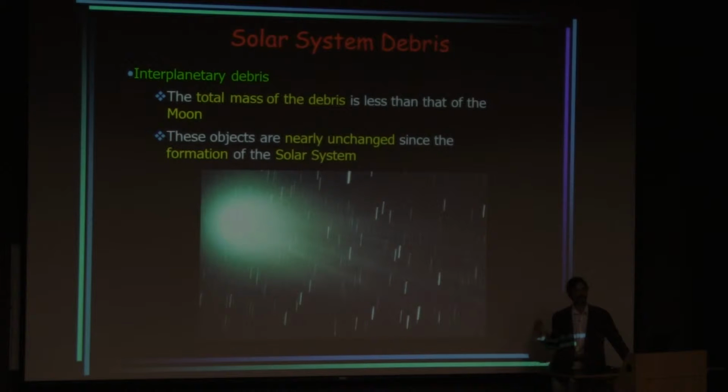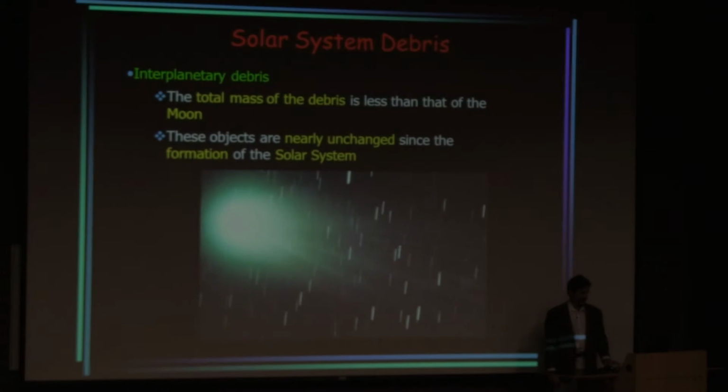So the formation of the solar system, the formation of planets and moons, was an incredibly efficient process. There's probably less than something like maybe a billionth of the original material left in the form of this debris. By far most of it was used up.